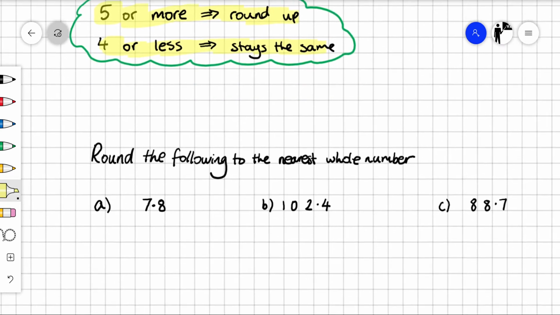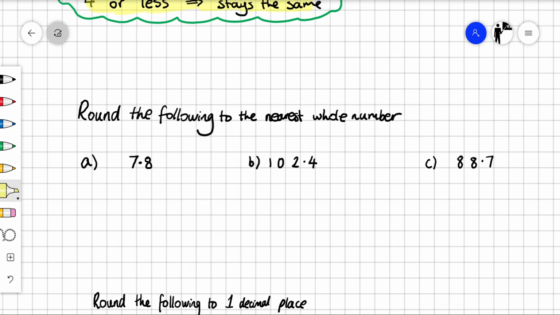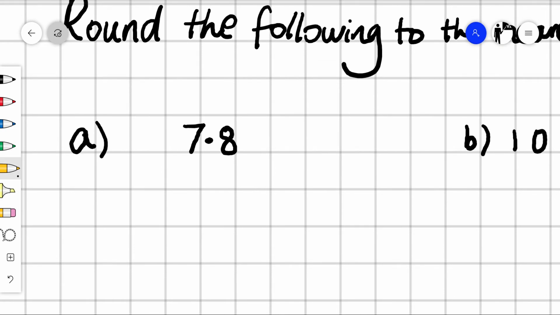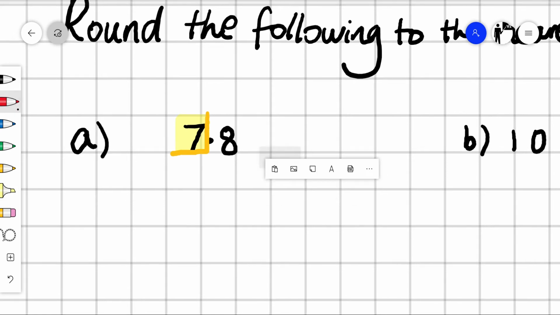Okay, batch number 1 is round the following to the nearest whole number. In this instance the whole number would be the 7, the 2, and the 8 here. It's essentially like we're wanting to round it to the nearest unit. So that's what you're thinking about in your place value system here. What we do, and what we're going to suggest, is draw a backwards L. So we're wanting to round to the nearest whole number, so we're going to draw a backwards L around that number there. Okay? So it's this number here that will stay the same or go up by 1 depending on the number to the right of it, the 8.